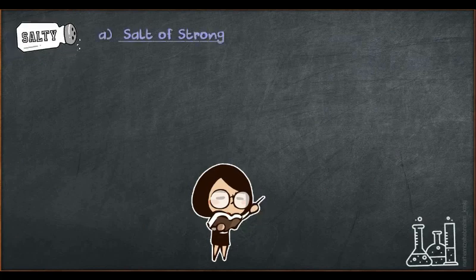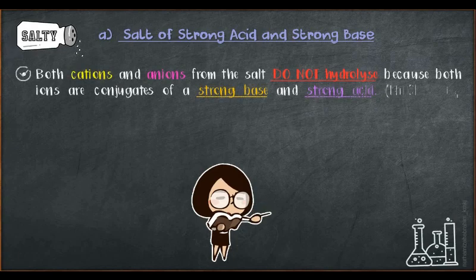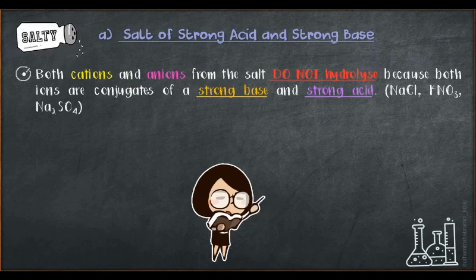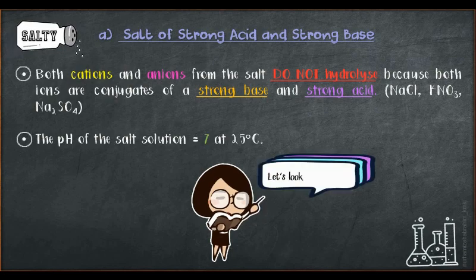Now let's take a look at salts from strong acid and strong base. Both cation and anion from this salt do not hydrolyze, because both ions are conjugates of strong base and strong acid. For example, sodium chloride, potassium nitrate, and sodium sulfate. The pH of the salt solution is 7 at 25 degrees Celsius. Let's look at an example of salt hydrolysis from this salt.